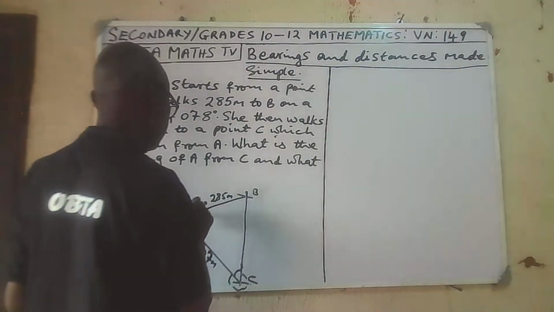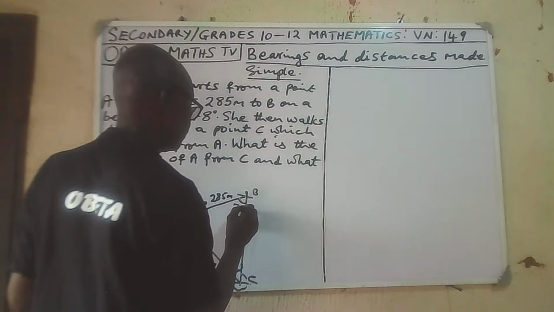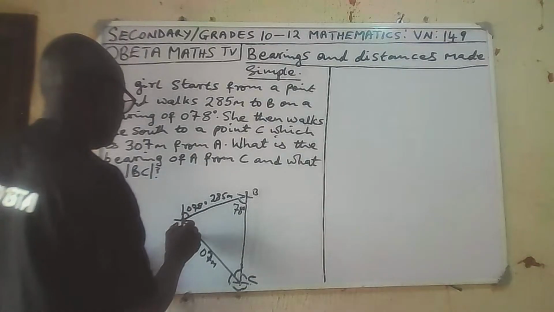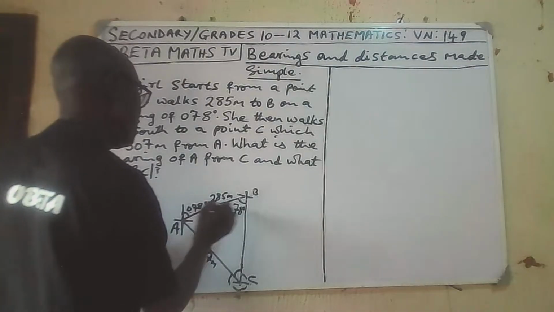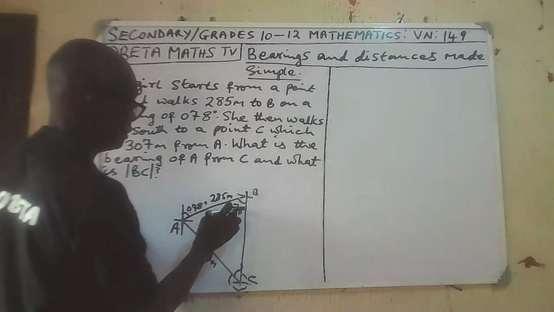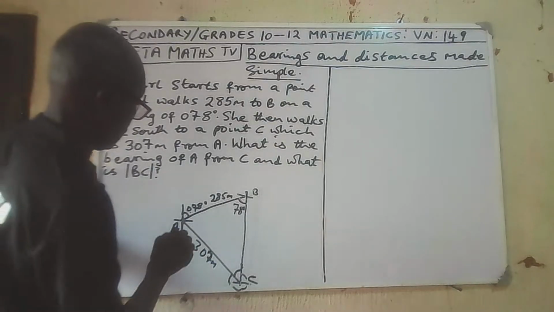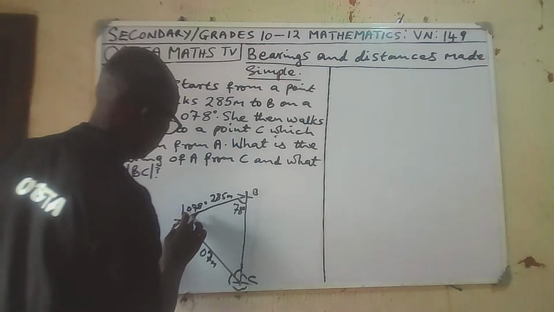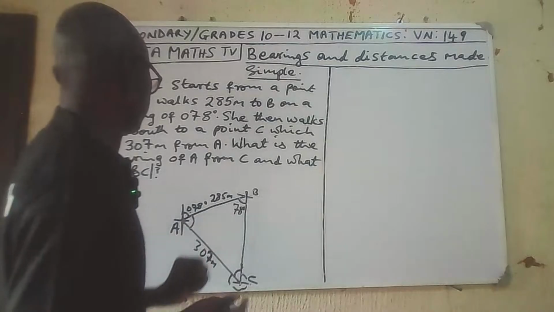Now, since this is 078, this should also be 78 degrees. The reason being that this is parallel to this. So having a transversal, the angle here is alternate to this. So this is 78, this is 78. Okay. And then we have to calculate this angle also. But we don't know it.